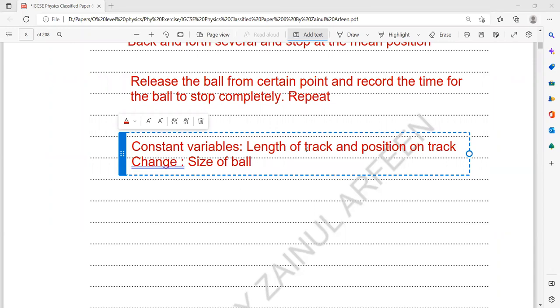If you mention you're investigating how the length can affect the time it will take to stop, then you should keep the position on the triangle or the size of the ball the same. So what you mention for constant, you cannot mention for change, and what you mention for change, you cannot mention for constant.